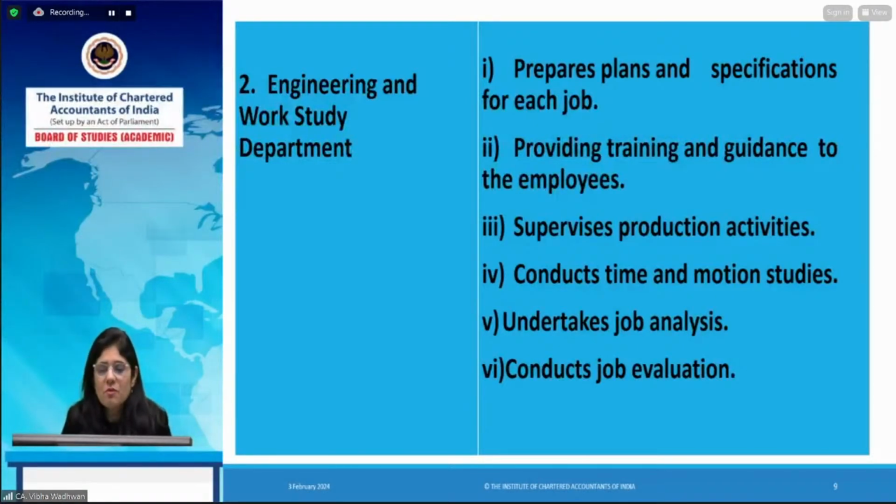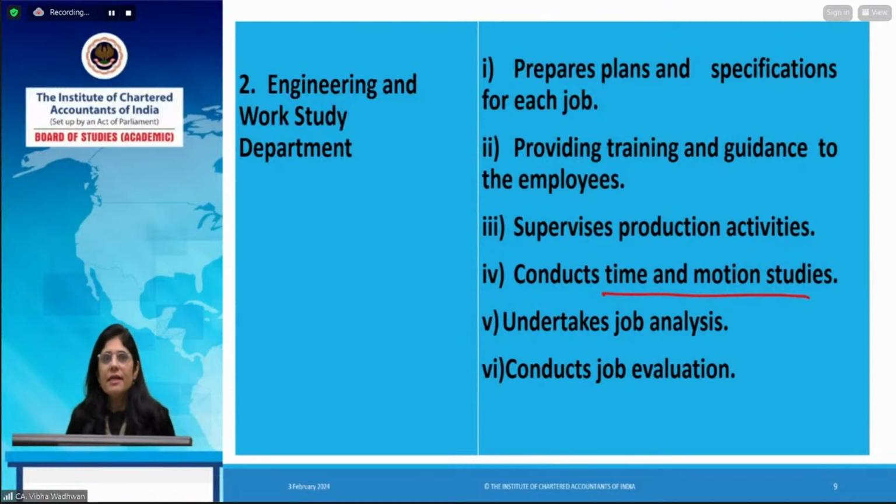Of course, supervises production activities. So they supervise and monitor the production activities also, so that the idle time should be reduced, the wastage should not be there. It should be more efficient. Production, it's a continuous process. That production should be more effective and efficient. Conducts time and motion studies. Time and motion studies, a very important concept, a very technical concept. It's a continuous process for cost control.